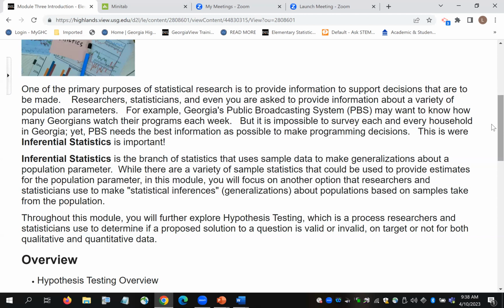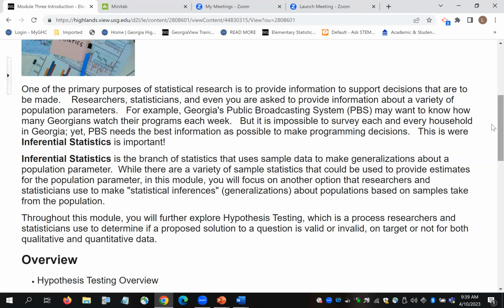But PBS needs the best information possible, so they can make decisions. And so that's where inferential statistics comes into play, because we can take what we learn about our small group, our sample, and we can infer it, make a generalized statement to apply it back to the entire population, or in this case, to the state of Georgia. And the process that is used to do that oftentimes is called hypothesis testing.